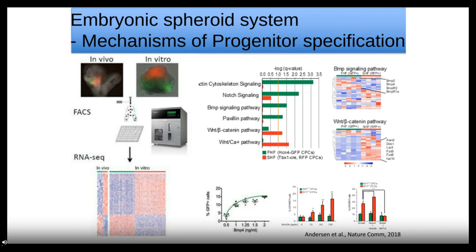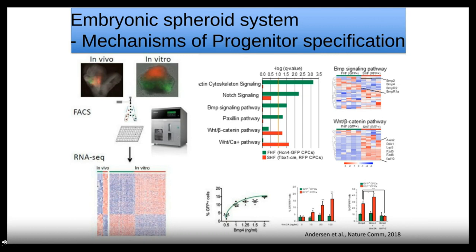So the next question we had was, how similar are these cells generated in vitro to their in vivo counterparts? To answer this question, we performed RNA sequencing on GFP and RFP positive cells in vivo as well as in vitro. This RNA sequencing analysis revealed a high correlation between in vivo and in vitro cardiovascular cells, telling us that there's a very similar gene expression profile between the two states, and giving us confidence that the system actually works and we are generating first heart field progenitors and second heart field progenitors.